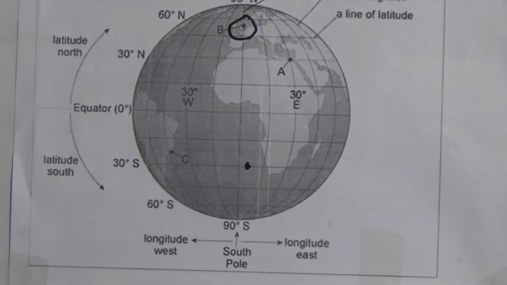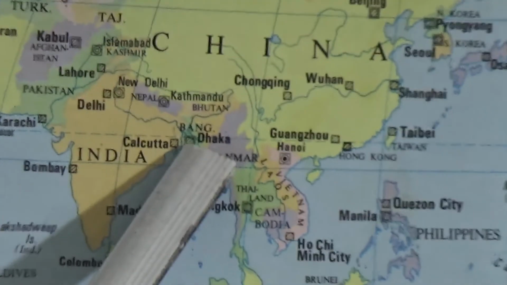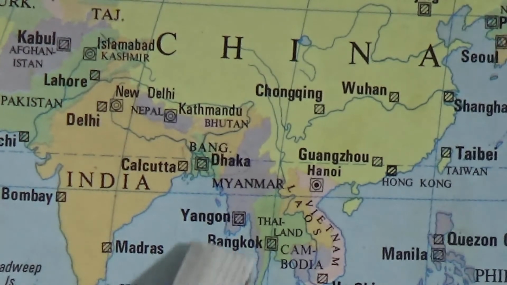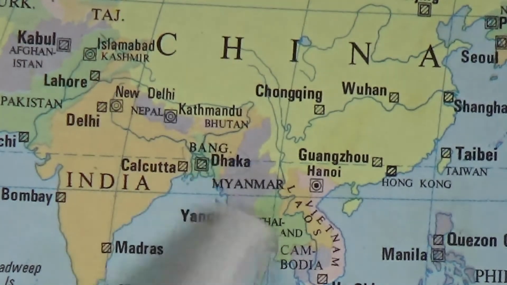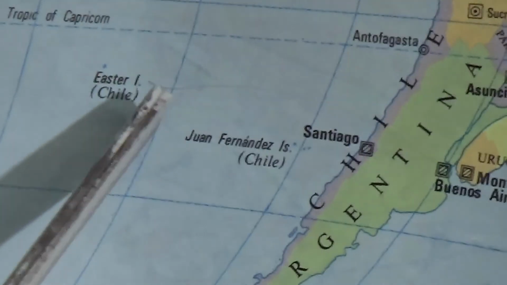So the antipode of Bangladesh, look, here is Dhaka. This is the location of Bangladesh in the world map. If we go straight through the earth, at the opposite point we will find a place in the Pacific Ocean, near a country named Chile, and at this point we will get the antipode of Bangladesh.